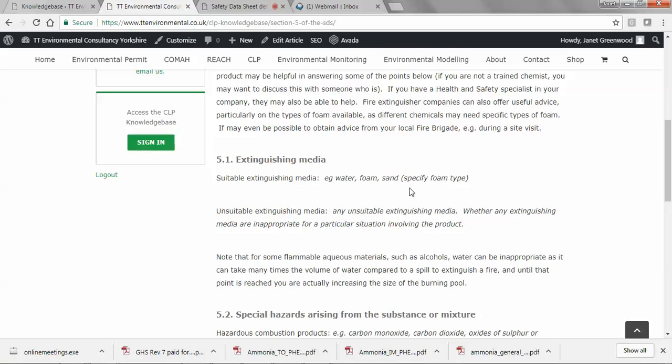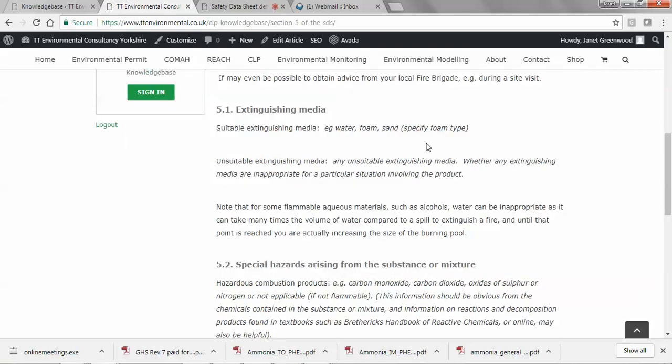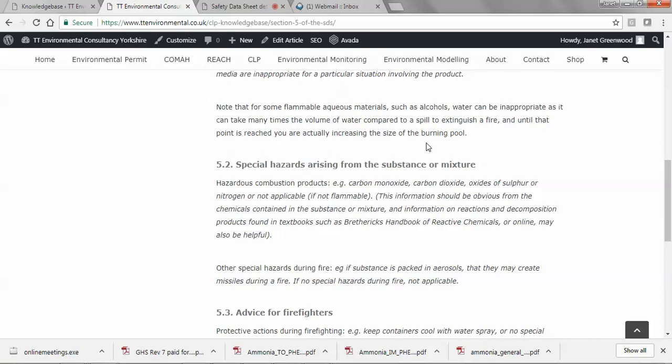Be careful when you say extinguishing media. It's better to check. If it's something aqueous, then usually water is okay, alcohols being the exception. Aqueous film forming foam, by the way, alcohol resistant aqueous film forming foam. So you get AFF, which is aqueous film forming foam, but because alcohols are special, we need this special expensive AFF foam. Special hazards arising from the substance. You need to put in your hazardous combustion products. As any chemist will tell you, this is usually things like water, carbon monoxide, carbon dioxide for a straightforward hydrocarbon, but it can include oxides of sulfur or nitrogen, or if it's not flammable, then not applicable.